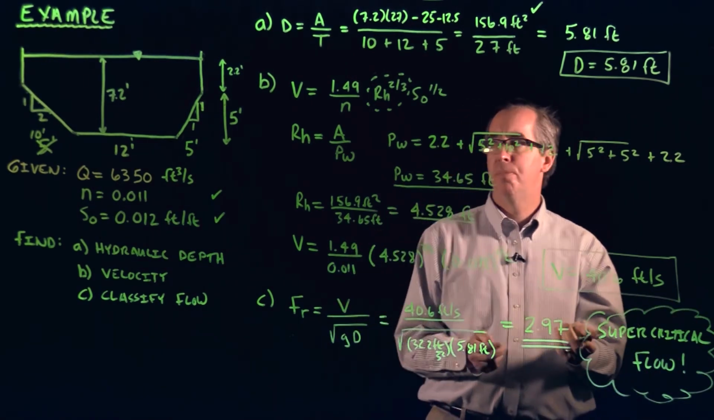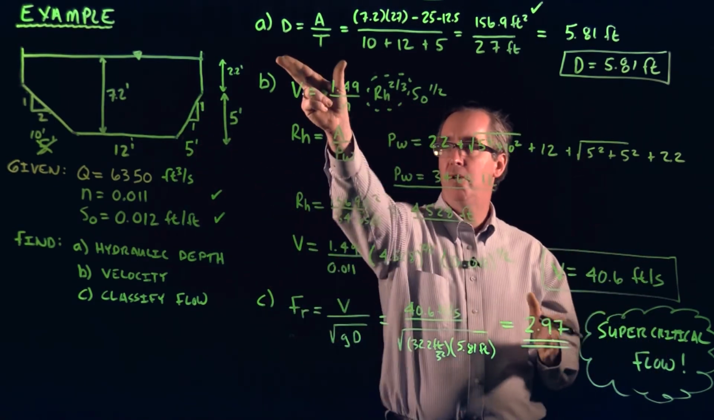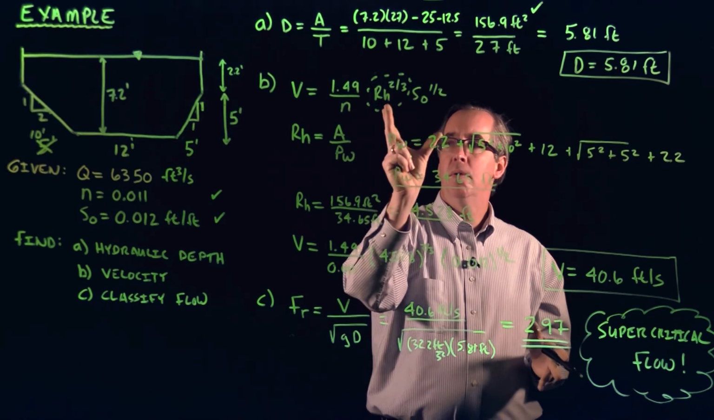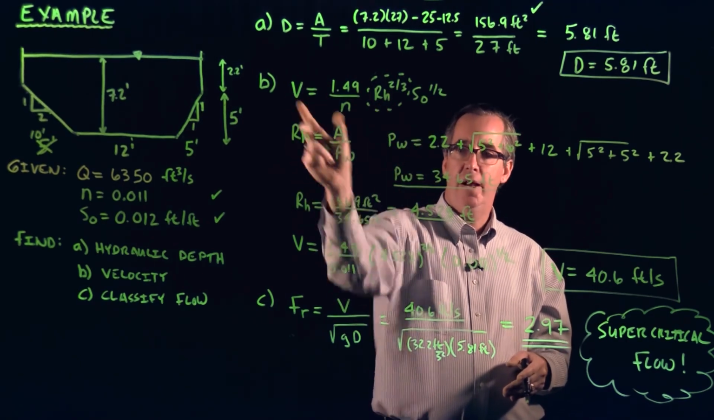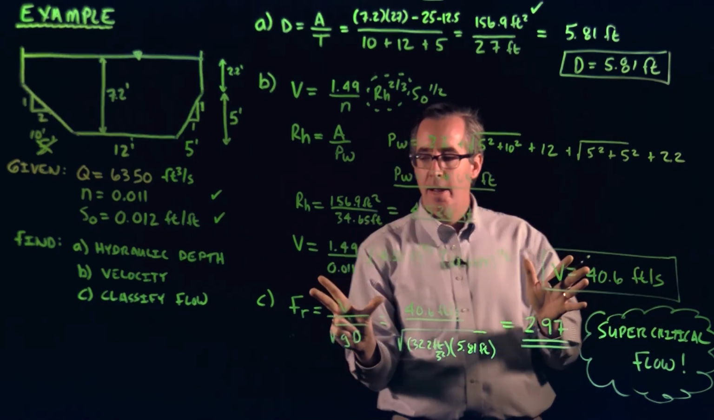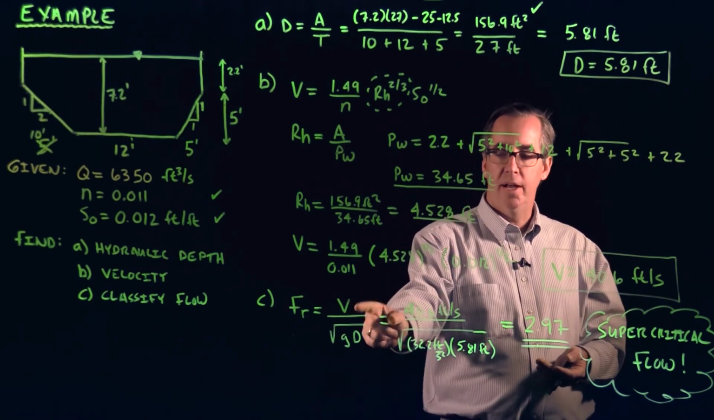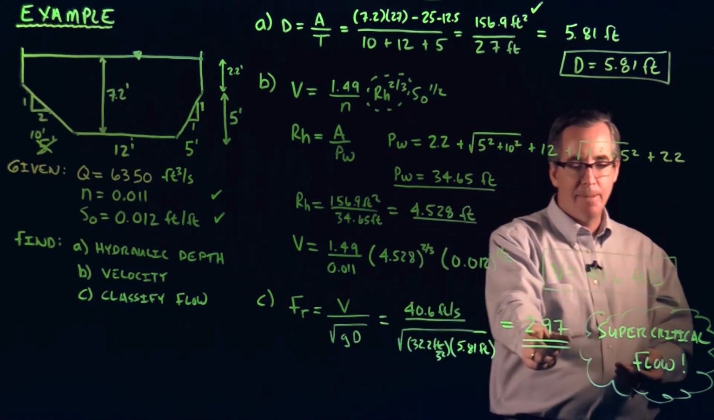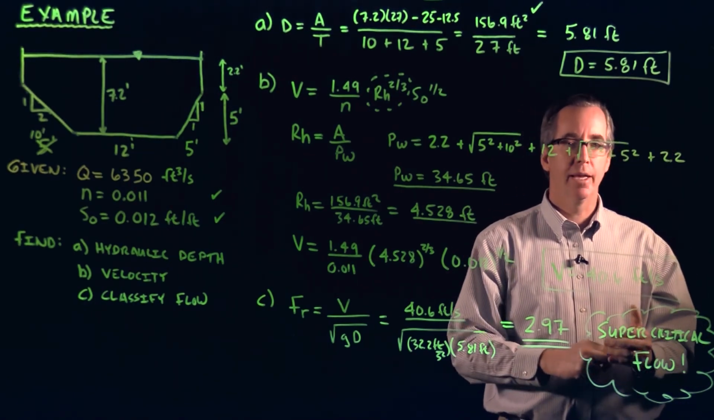So again, taking you through the procedure, using the dimensions of the channel cross-section, we were able to determine the hydraulic depth. We also were able to determine the hydraulic radius, which led us to the velocity of 40.6 instead of using Q equal VA. Then we classified the flow based on the Froude number using the velocity and the hydraulic depth terms. It came out to a Froude of almost 3, which is clearly a supercritical flow. And that concludes this example.